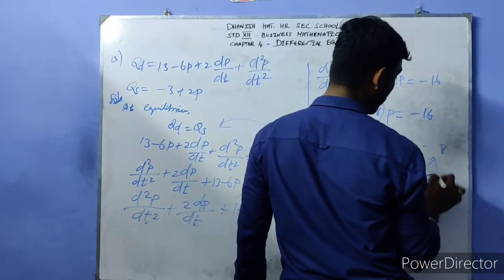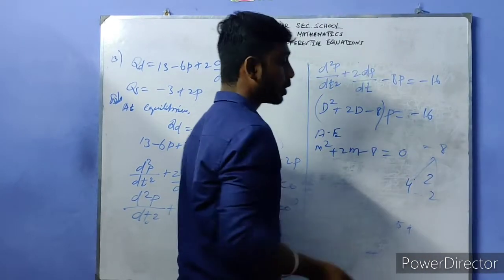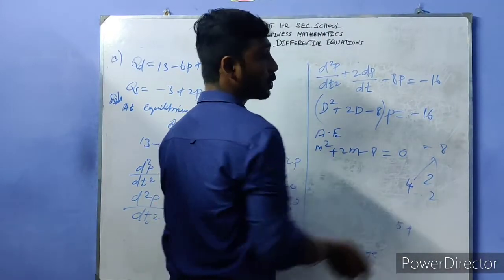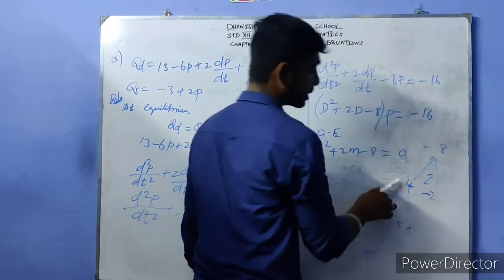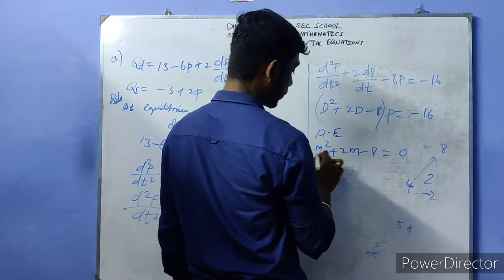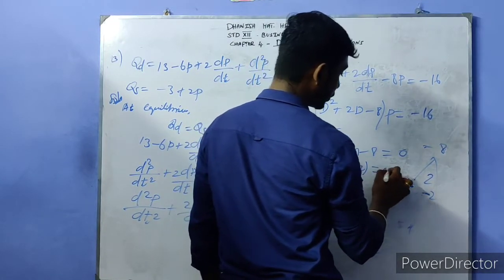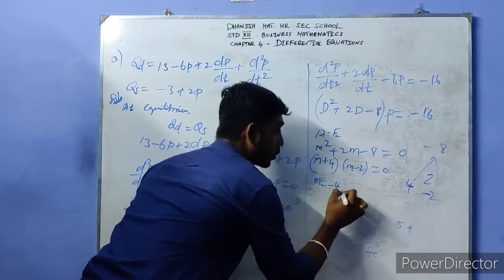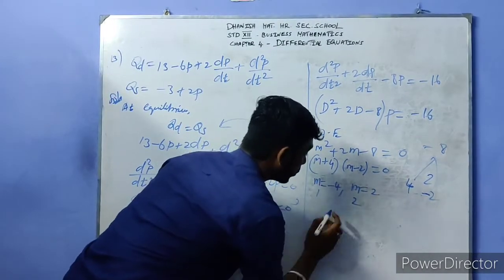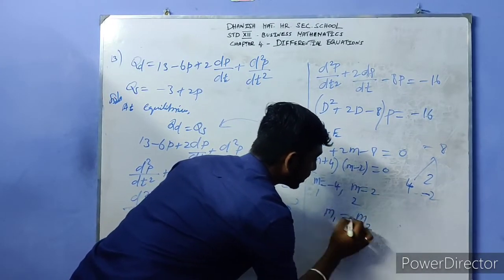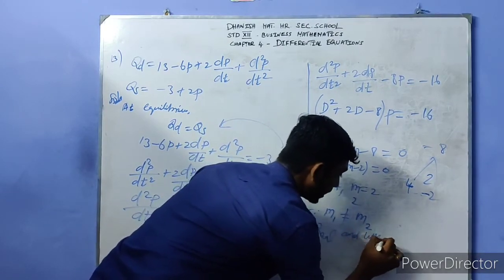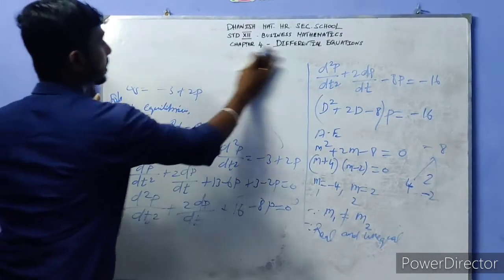Now we are going to find the roots by factorization. So minus 8 and 2 here, 4 into 2. So here we multiply this one: 4 into 2 times, plus into minus gives minus. 4 twos are 8, minus 8, so 4 minus 2, we get m plus 4, m minus 2 equal to 0. You will be getting m equals minus 4, m equals 2. So m1 and m2 are real and unequal.